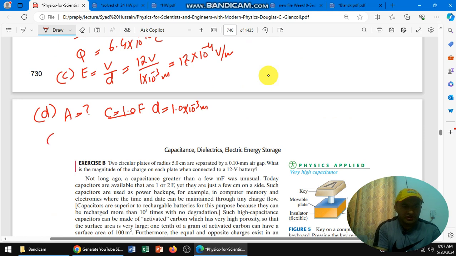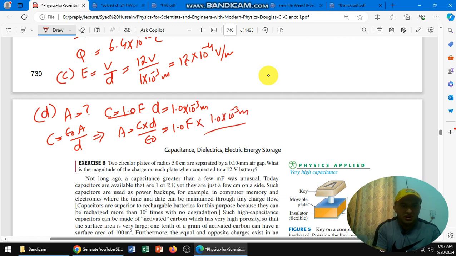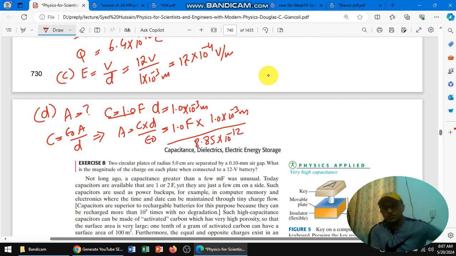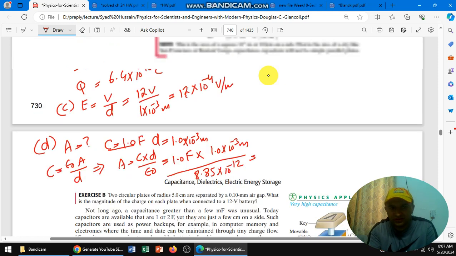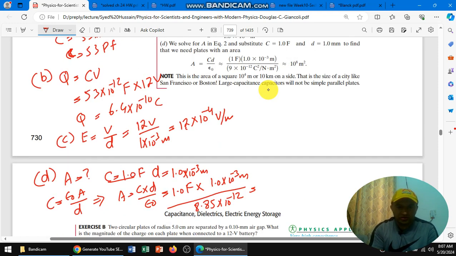So we use the same equation, C is equal to epsilon naught A over D, and now we rearrange for area A. So area A is equal to C multiplied by D over epsilon naught. C is 1.0 farad, D is 1.0 into 10 to the power minus 3 meter, divided by epsilon naught, 8.85 into 10 to the power minus 12. That will give us the new area, about 10 to the power 8 meter square. So very big capacitance needs very big area. If we want to store 1 farad, it requires 10 to the power 8 meter square. That is a very big area.